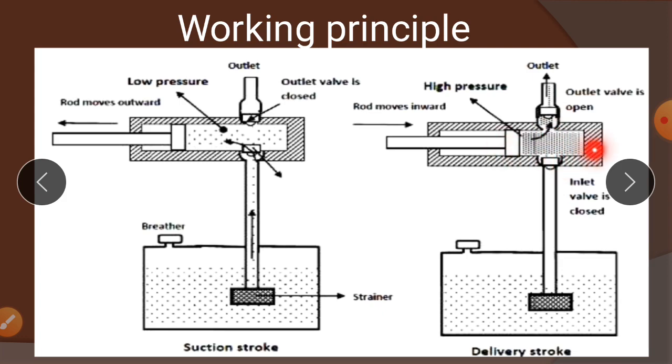Okay, and it will create some high pressure, so that the liquid collected in the cavity will be pushed to the outlet at a higher pressure. So the reciprocation of the piston will make the pumping action of the system. That is how the working principle works in the reciprocating pump.